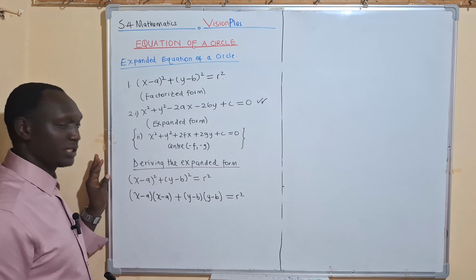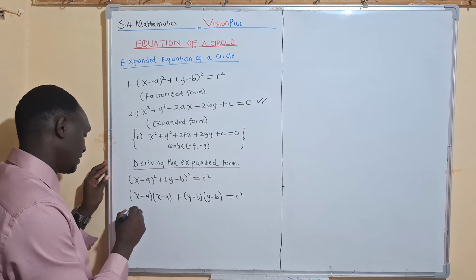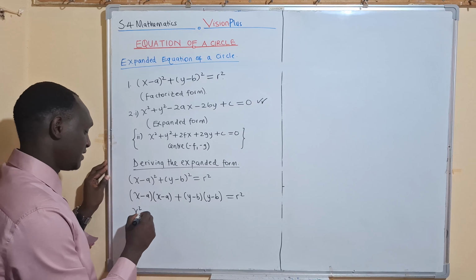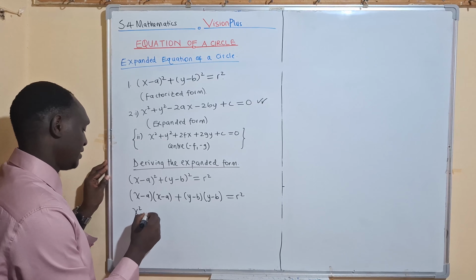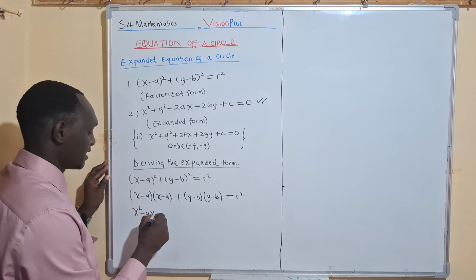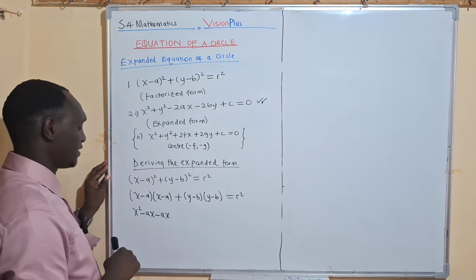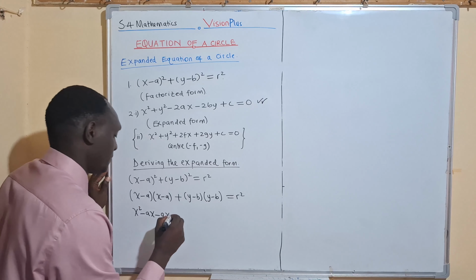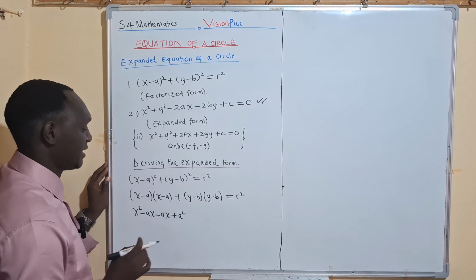Now let us do the operation of this bracket. x times x gives us x². x times -a gives us -ax. Then -a times x gives us again -ax. Negative a times negative a gives us positive a². We have expanded this side.